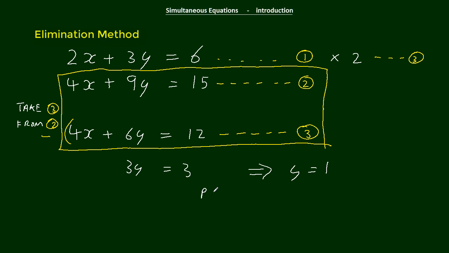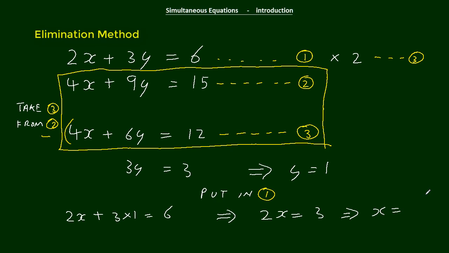We put that in, let's say equation 1, 2x plus 3 times 1 equals 6. Take the 3 from the 6. 2x equals 3. Therefore, x equals 3 over 2. So y equals 1, x equals 3 over 2.